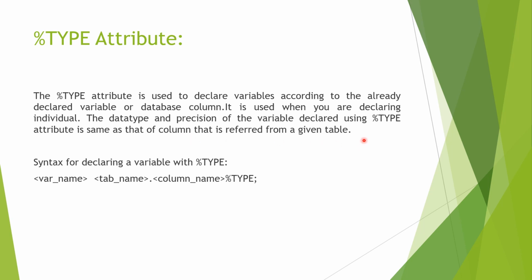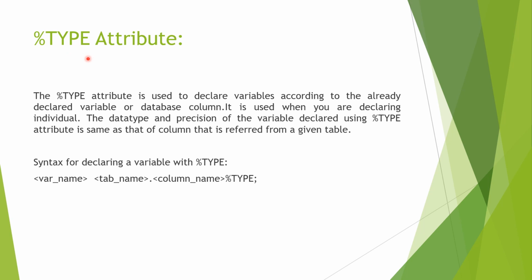So basically, what does it mean? The percentage type attribute helps to assign the same data type, width, precision and other information that we use in the table to PL SQL variables, right? And if we change any data type or width, it will be automatically updated if we are using the concept of percentage type.